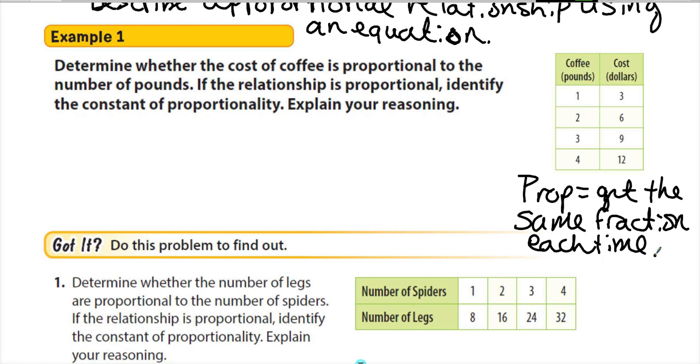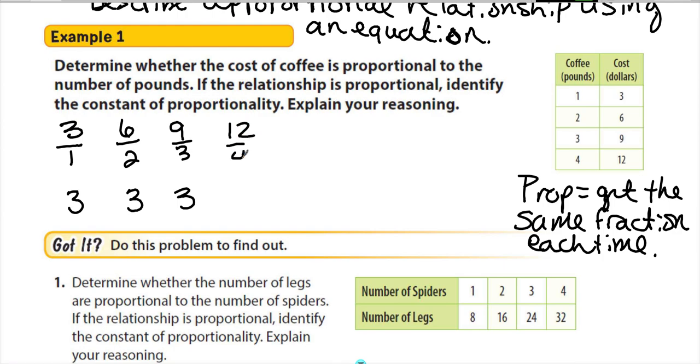So for this one, the first cost is $3, and that's what it is for 1. So 3 over 1, of course, is 3. Then the next one costs $6 for 2 pounds. So 6 over 2 is 3. So far it works. Then $9 for 3 pounds. So 9 over 3, that's also 3. And then we have 12 over 4, which is also 3. All right, so yes, this one is going to be proportional because the rate is constant.